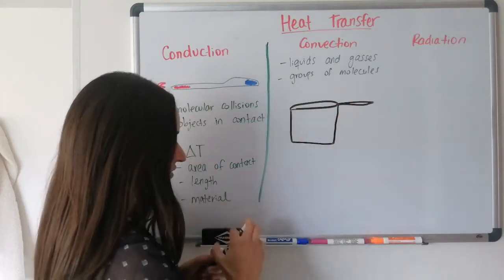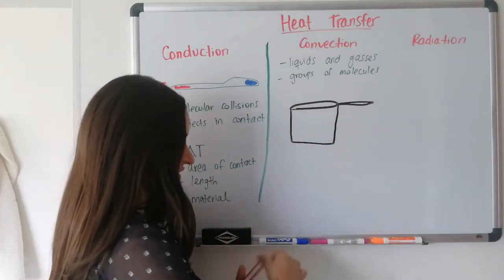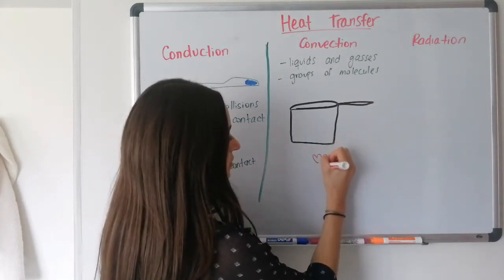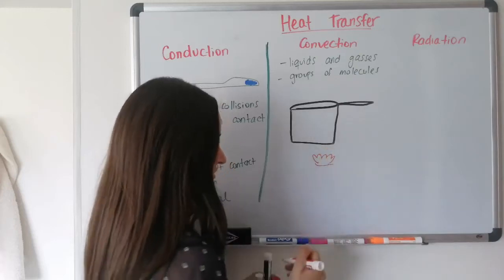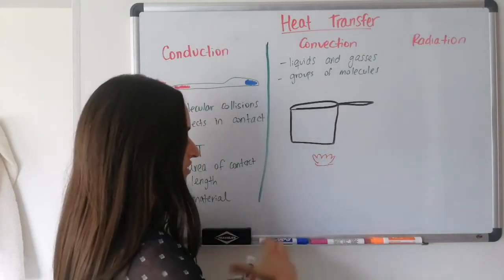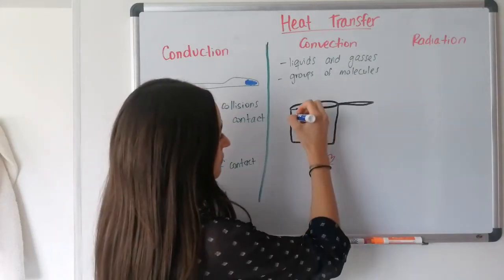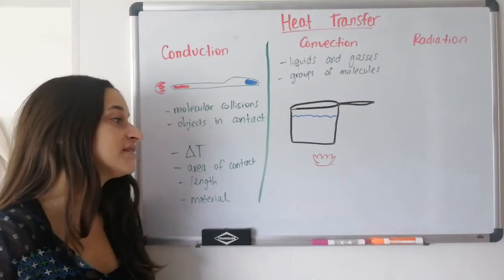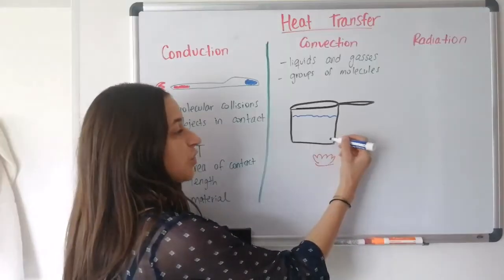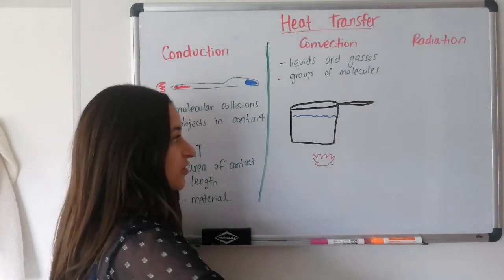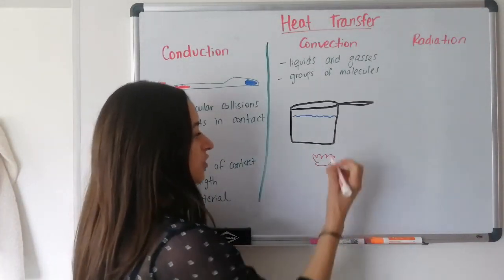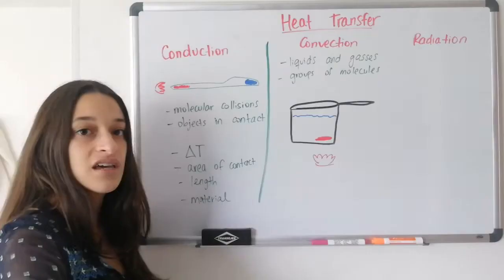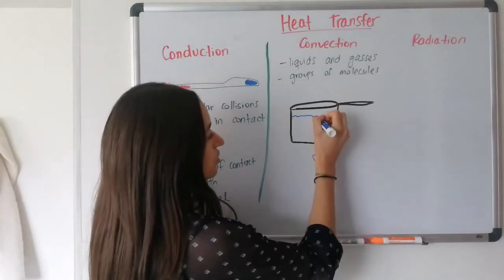So this is a pot, and you have the fire down below here. Maybe it's here. And there's water in the pot. So you're going to boil water. The heat is closer to the water on the bottom. So the water on the bottom is going to be warmer as it receives the heat than the water on top, which is colder.